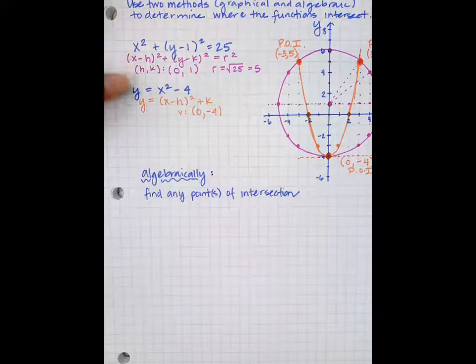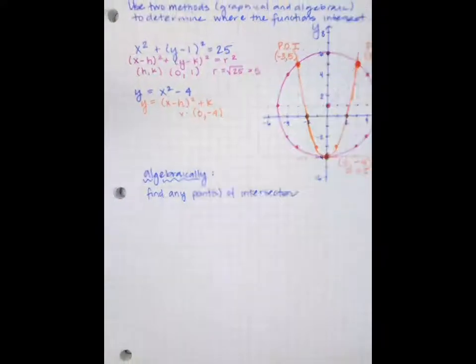Looking in one of these equations, is there anything I can easily substitute? You can see it in two different ways. I see an x squared here and an x squared here. So I could solve the second equation for x squared and then substitute in y plus 4 for that. Or the other option is to isolate this x squared and substitute in 25 minus the y minus 1 quantity squared. So it doesn't really matter.